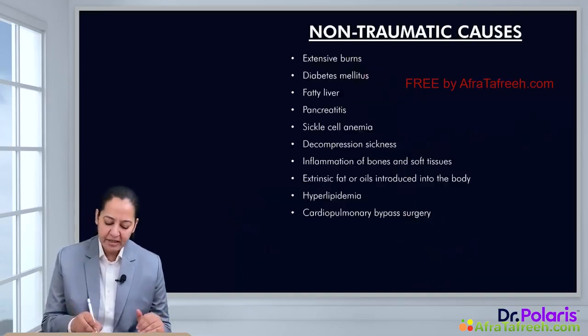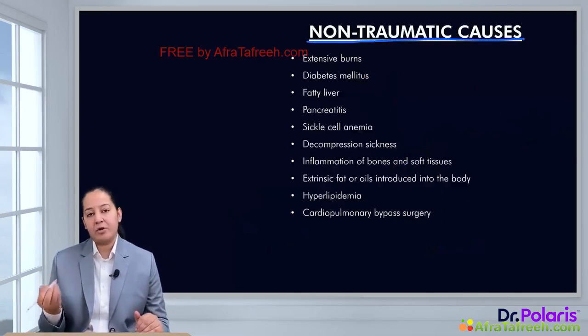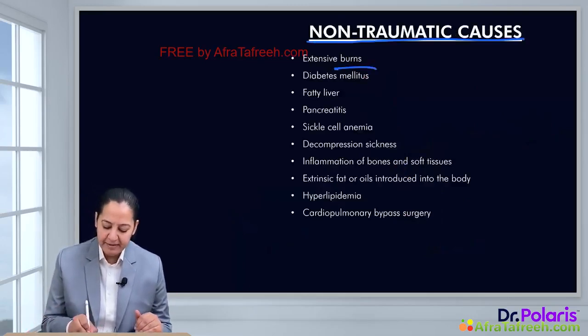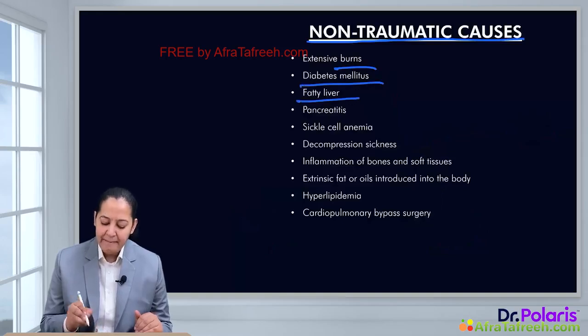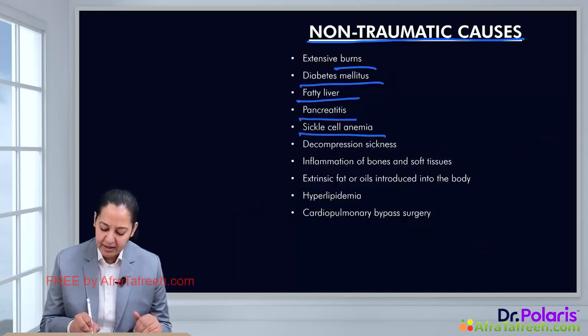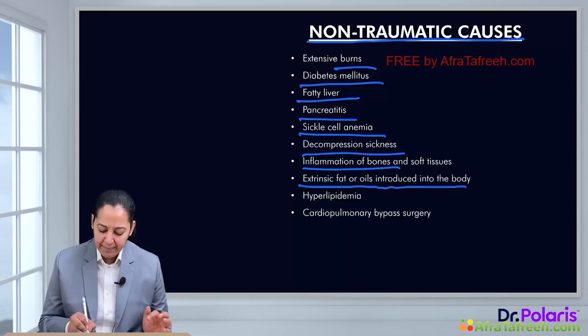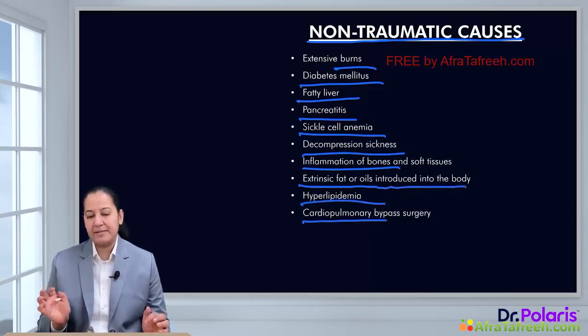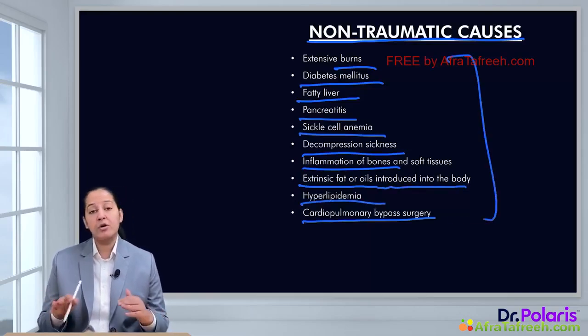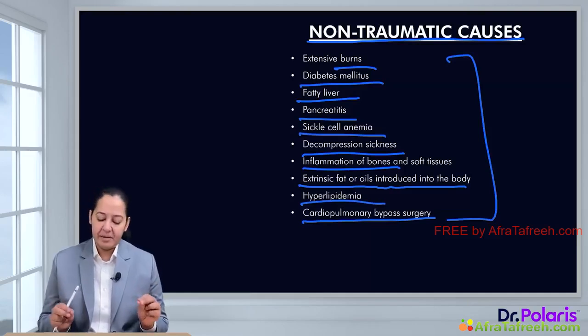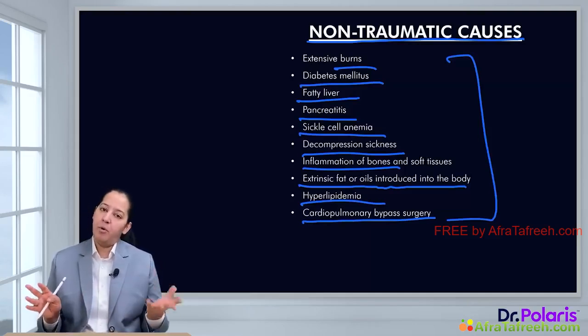In the non-traumatic causes, there are multiple causes. It can be burns, diabetes mellitus, fatty liver, pancreatitis, sickle cell anemia, decompression sickness, inflammation of the bones and soft tissue, extrinsic fat or oil introduced in the body, hyperlipidemia or cardiopulmonary bypass surgery. These are all non-traumatic causes. Still, the person is having a fat embolism without injury to the bone and the soft tissue.